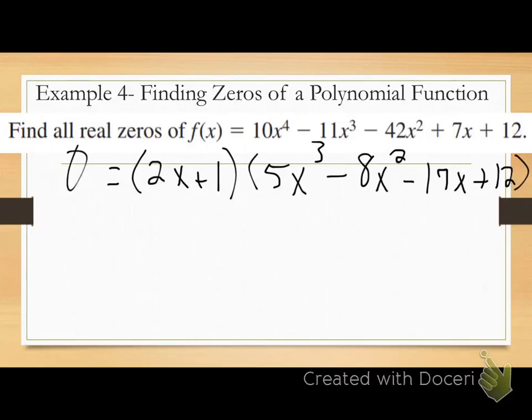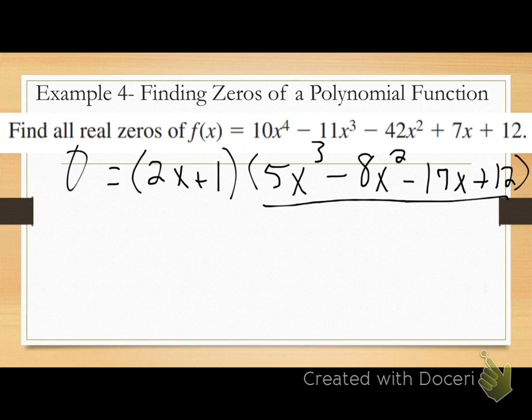So this is where we stopped yesterday. 2x plus 1 times 5x cubed minus 8x squared minus 17x plus 12. We decided yesterday that we can't factor that using our factoring methods, can we? So what must we use again? Rational root theorem.